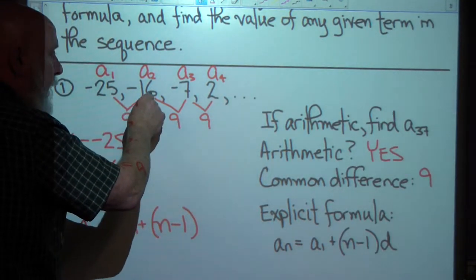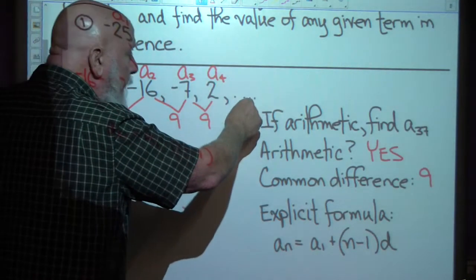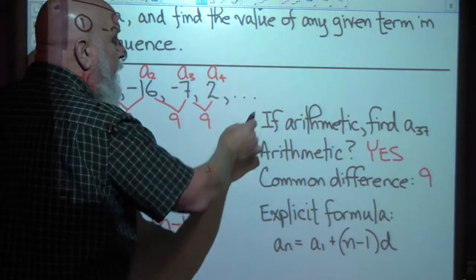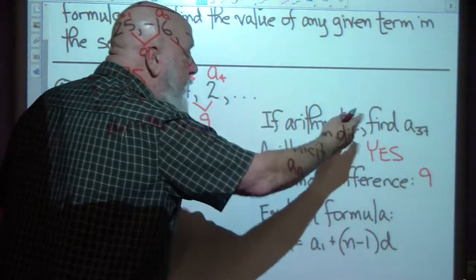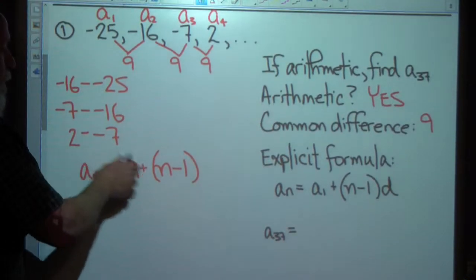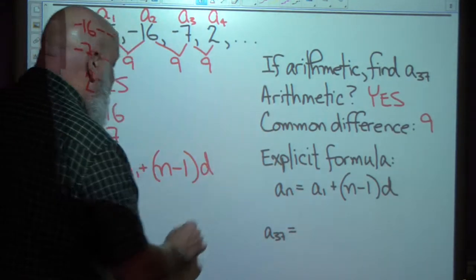If you add 9, you get here. If you add 9, you get to this one. If you add 9, the next one would be 11, and the next one so forth and so on. Just keep adding 9. These dot, dot, dot mean we continue that pattern indefinitely, infinitely. So n is the number of terms, we don't know what that is, and then d is the common difference.